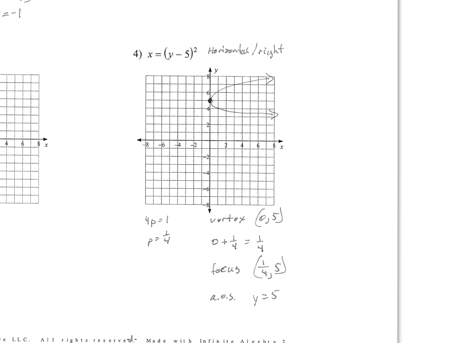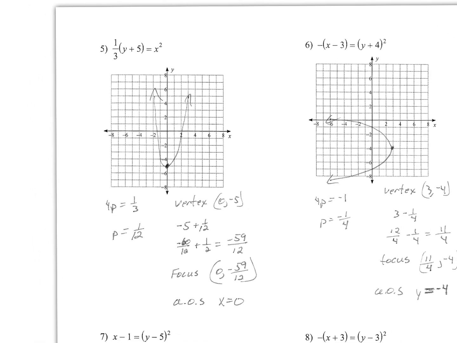And then if p is 1/4, then we start at the original x value of the vertex, and we add 1/4. So if we're at 0 and we add 1/4, then we're going to be at positive 1/4. So the coordinates of the focus are 1/4, 5. And the axis of symmetry, well, this time the axis of symmetry is a horizontal line, and it goes right through the vertex, and that's a value of 5, so that's the line y equals 5. All right, so that's a look at those first two. So let's go to the next slide.